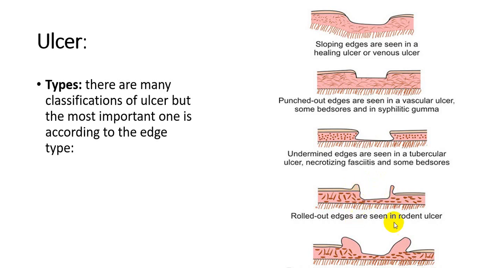The last type is called overhanging ulcer or everted ulcer, seen usually in squamous cell carcinoma or other types of carcinoma, where the growth at the margin is more rapid than at the center. Here, the margins start to grow above the level of the surrounding tissue.